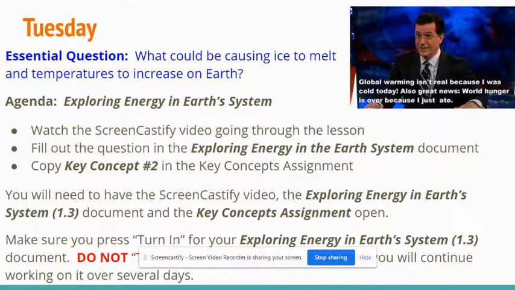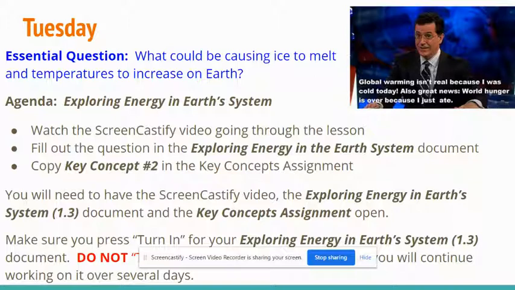So today's essential question is what could be causing ice to melt and temperatures to increase on Earth? We are going to learn this by exploring our topic today, which is exploring energy in Earth's systems.